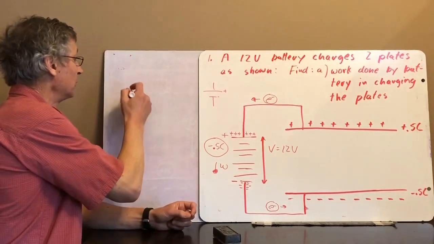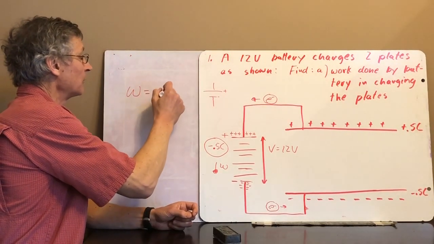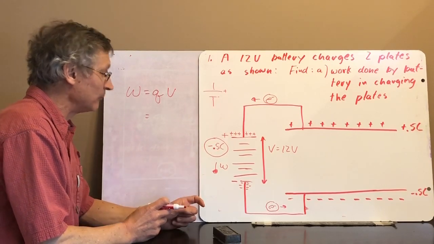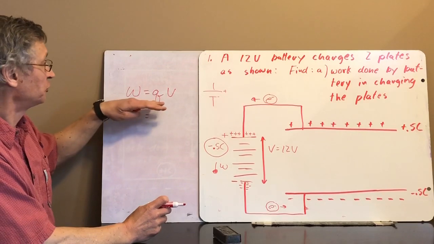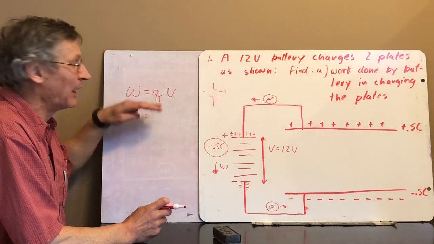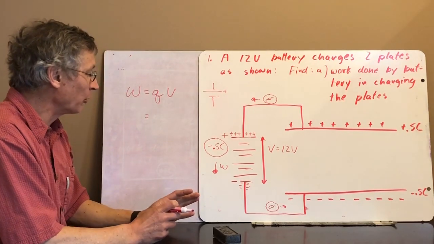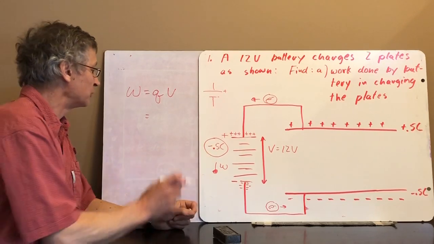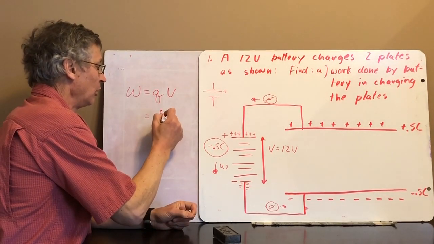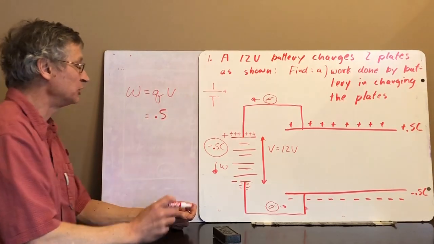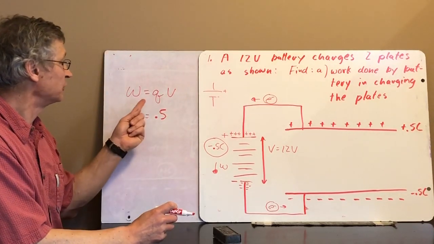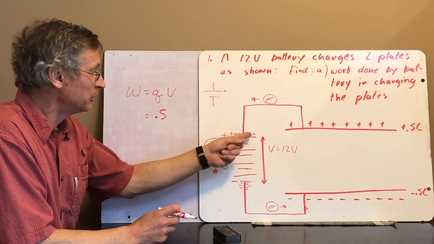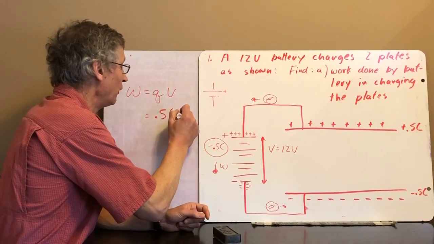Well, remember this, W is equal to QV. The work done is going to be the charge, and we're just interested in the magnitude of the work here. We won't worry about whether we're actually doing work on a positive charge or a negative charge. So we'll just throw in the magnitude of our charge, 0.5 coulombs. Work is equal to QV, the charge, 0.5 coulombs, times the potential difference, which is 12 volts.